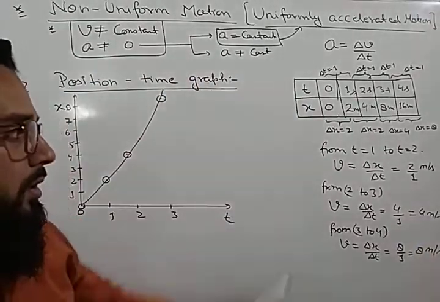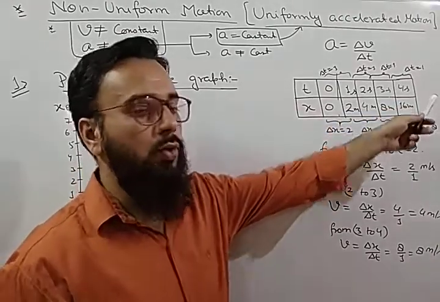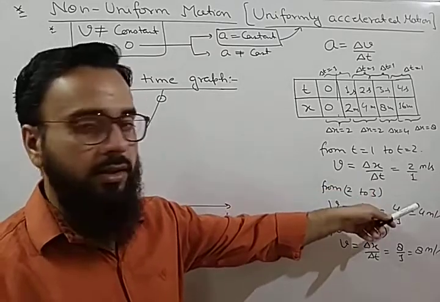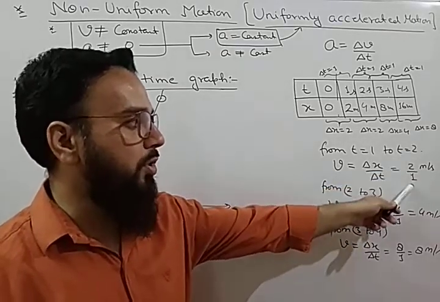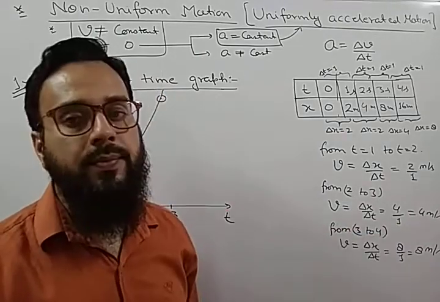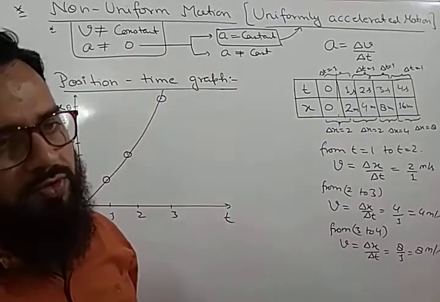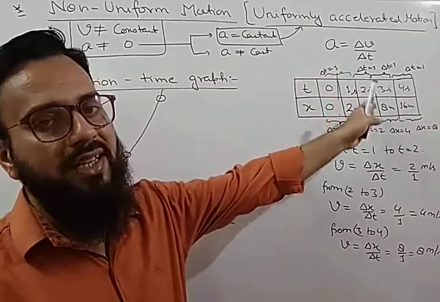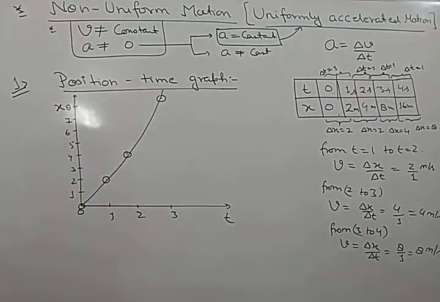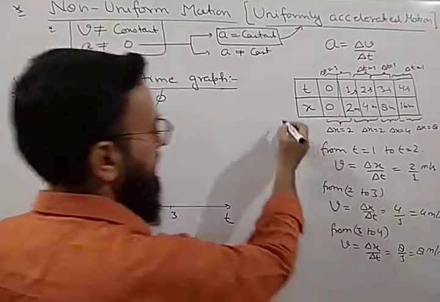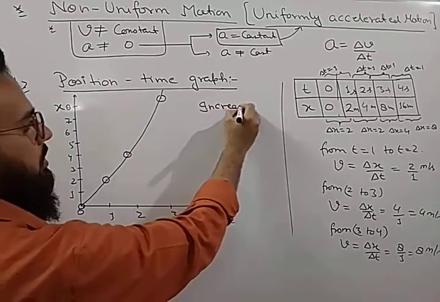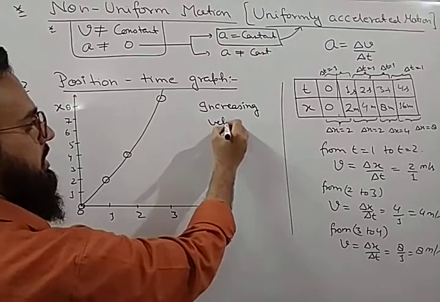So we can see here that from t is equal to 1 to t is equal to 4, velocity is also increasing after every second. From t equal to 1 to t equal to 2, velocity is 2. Then from 2 to 3, velocity increases, it is 4, then it is 8. It means velocity is not constant. So we can say that this table represents a non-uniform motion, and its graph will look like this. It will be a curved shape. And since the velocity is increasing, this graph is for increasing velocity.